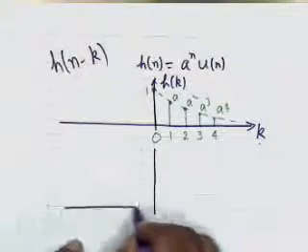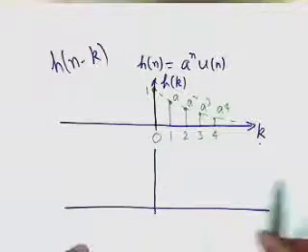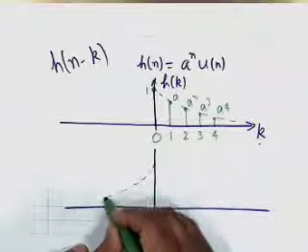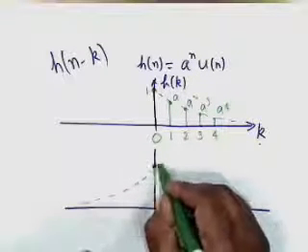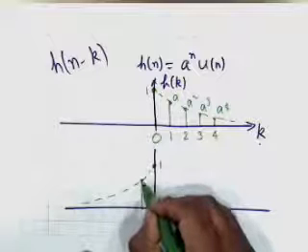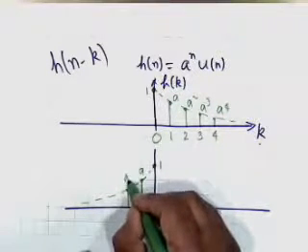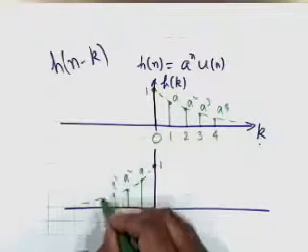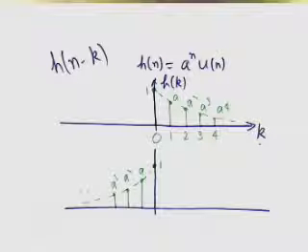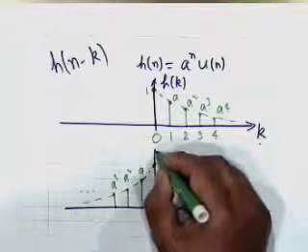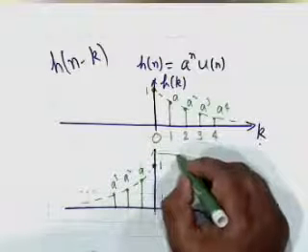Now, if I plot h of minus k versus k, follow this carefully, we shall have a decaying exponential like this, where it will start from 1, then a squared, a cubed, and so on. All right. This is the picture for h of minus k.